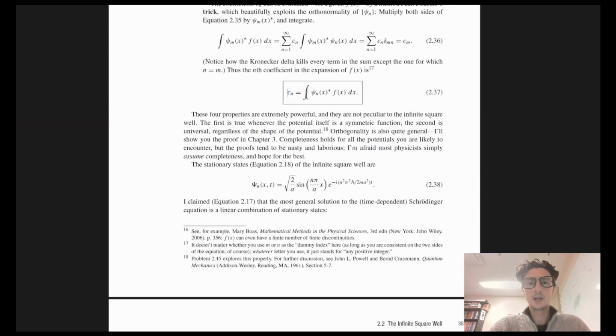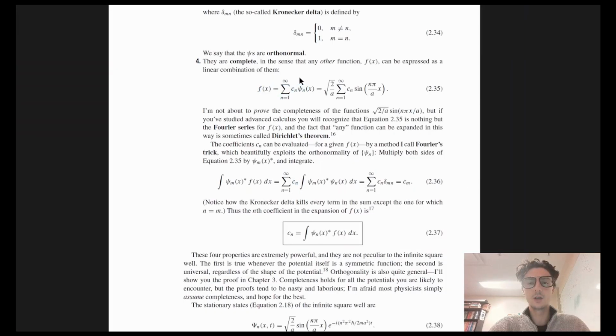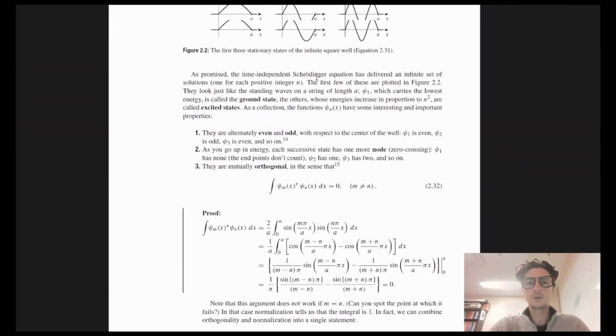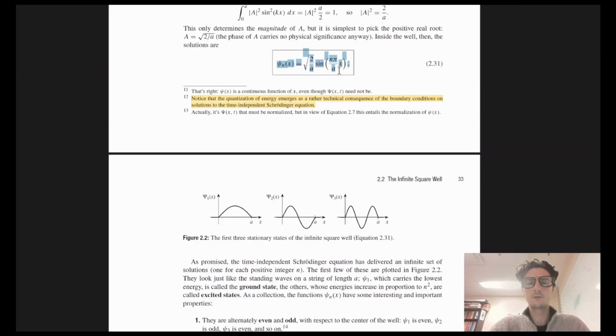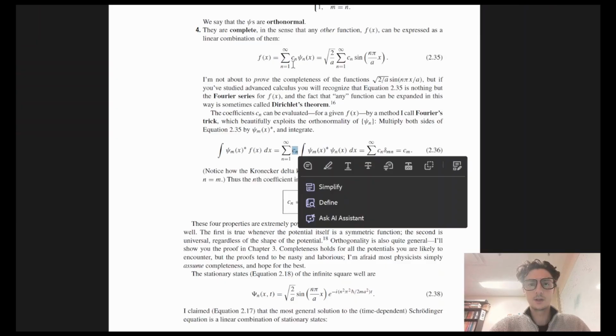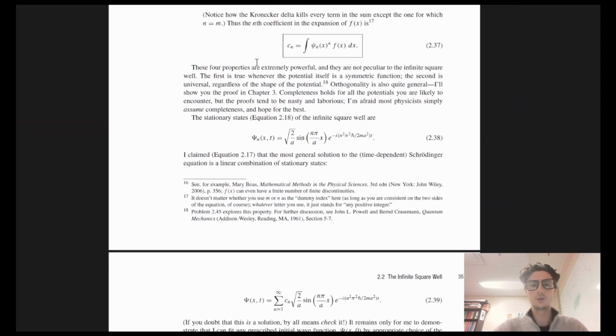This is a way of calculating these Cn's over here, which you can use to create any function using the basis set of the sine functions we found from the square well. So these are the stationary states of the square well. If we find a specific probability amplitude Cn for each of these basis sets, we can create any other function that is also a solution to the Schrodinger equation with the square well potential.